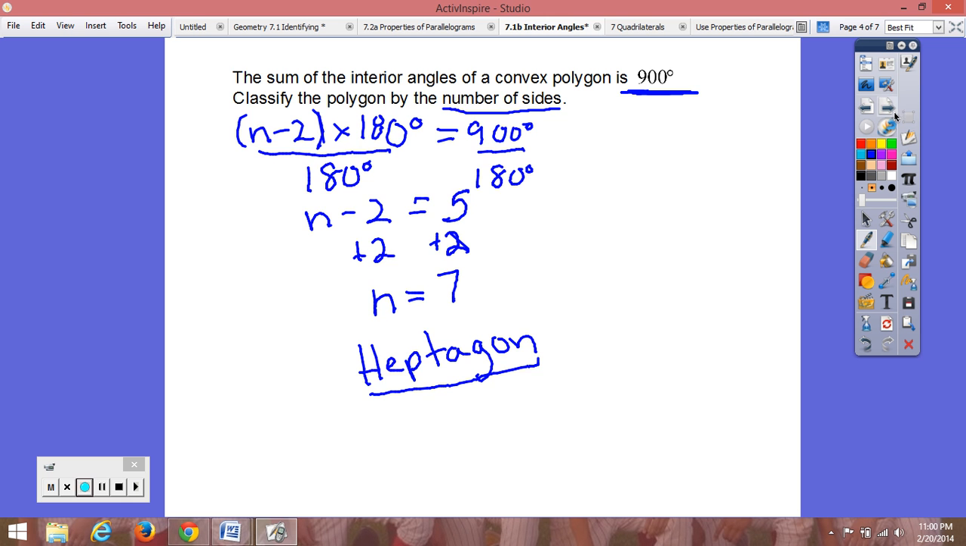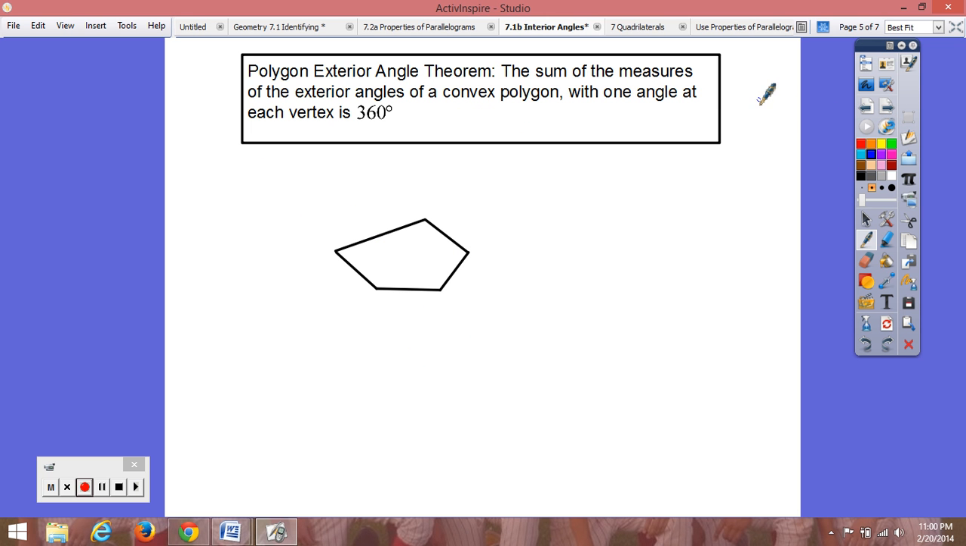Okay, moving on to the exterior angle theorem for polygons. The theorem states that the sum of the measures of the exterior angles of a convex polygon, and this next part is important, with only one angle at each vertex, is 360 degrees. So we need to make sure that we only make one angle at each vertex. If we use this angle, we can't use this one over here. So you just need to make sure you only use one angle at each vertex.